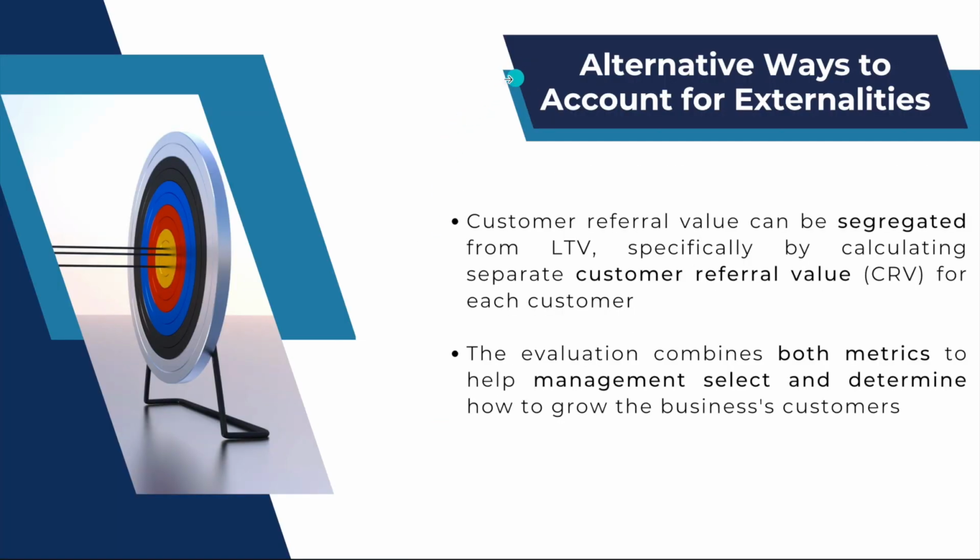Alternative ways to account for externalities. WOM not only reduces AC but also affects the frequency of purchases and the volume of purchases, leading to an impact on the customer's LTV. To solve the key issue of calculating the added value of a customer J if his GC increases due to WOM, the customer referral value can be segregated from the LTV.